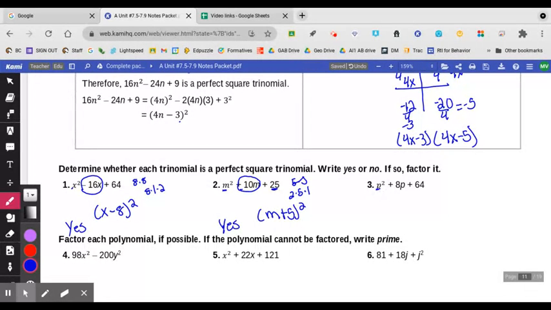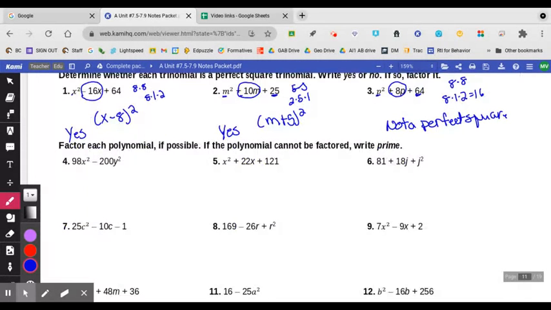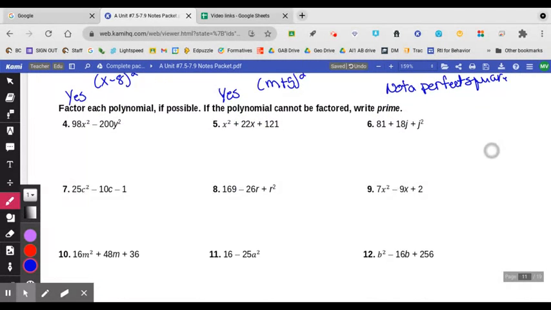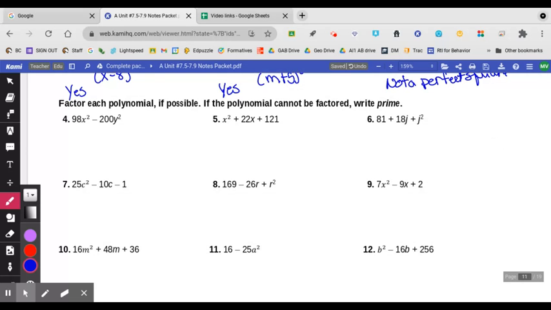p squared is a perfect square. 64 is a perfect square, so that's 8 times 8. Now we're looking at 8p. Is 8p 8 times 1 times 2? No, so it's not a perfect square. So now there is different factoring here. Not all are perfect squares, different things. So I want you to pause and do 5 through 9 and come back and check.